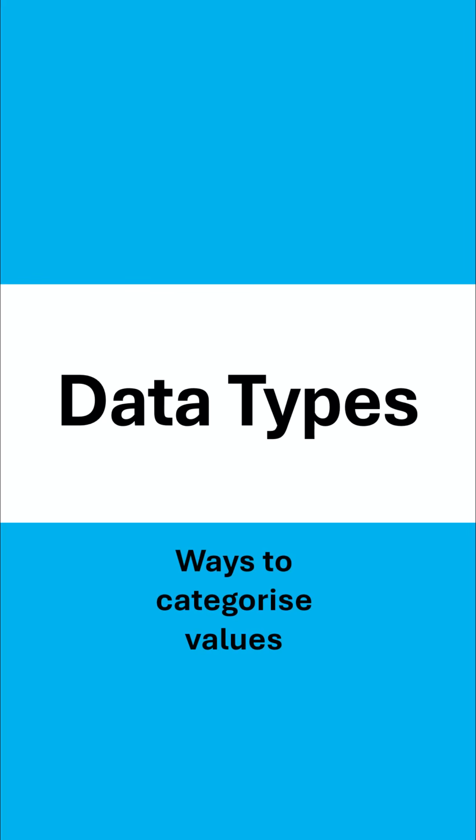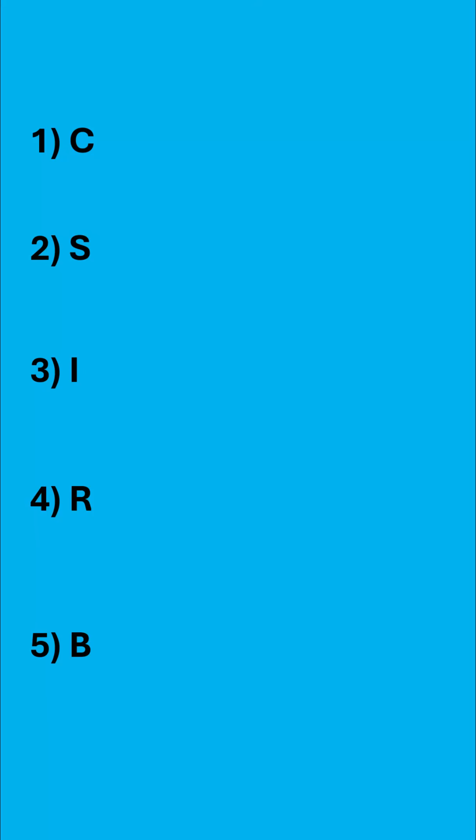Data types are really important in programming as different ways to categorize values we're wanting to use. Now, there are 5 data types you've got to know about for OCR GCSE. I wonder if you can name all of these. The one which starts with C is a character.